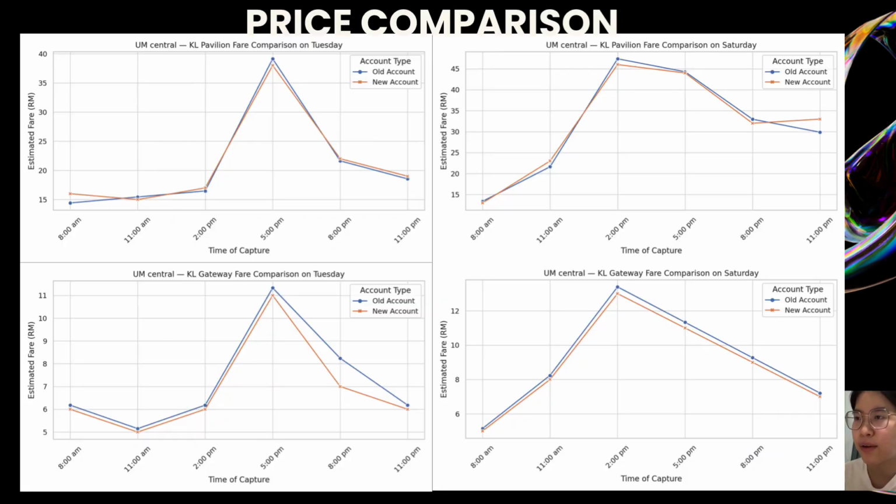This slide shows the line graphs for both routes, UIM to KL Gateway and UIM to Pavilion, across Tuesday and Saturday. As we can see, the Pavilion route shows a dramatic price surge during the evening hours on Saturday. For example, at 5 p.m., the fare for old accounts peaked at 47.38 ringgit, while new accounts paid slightly less at 44.29 ringgit. In contrast, the Gateway route remained relatively stable, with the price rarely exceeding 13 ringgit. This clear divergence suggests that Grab's pricing algorithm behaves differently based on destination, time, and possibly even account type.